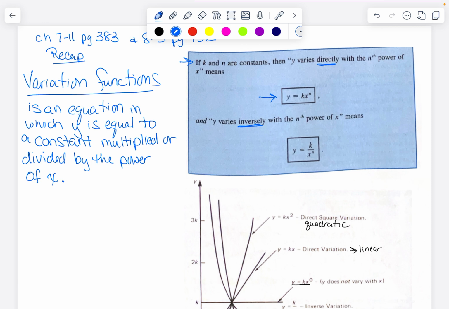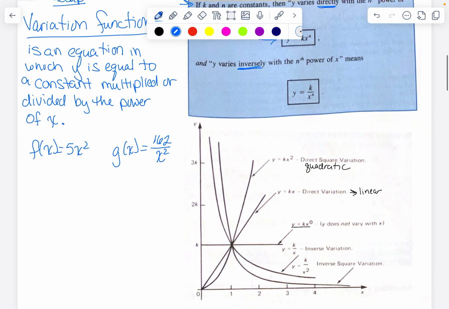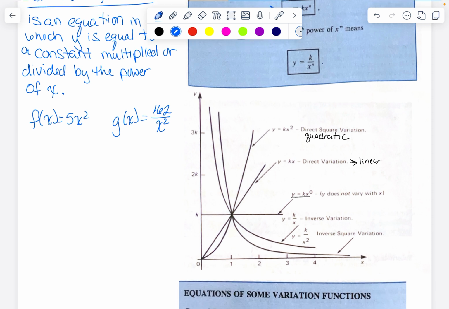We talked about that in class, and we looked at two functions. We looked at the function f of x equals 5x squared, and the function g of x equals 162 divided by x squared. And if you recall, we were able to see a pattern here. So we evaluated these at x and then the f of x, which we know equals y, and we evaluated this one at x and then g of x, which is equal to y in this case.